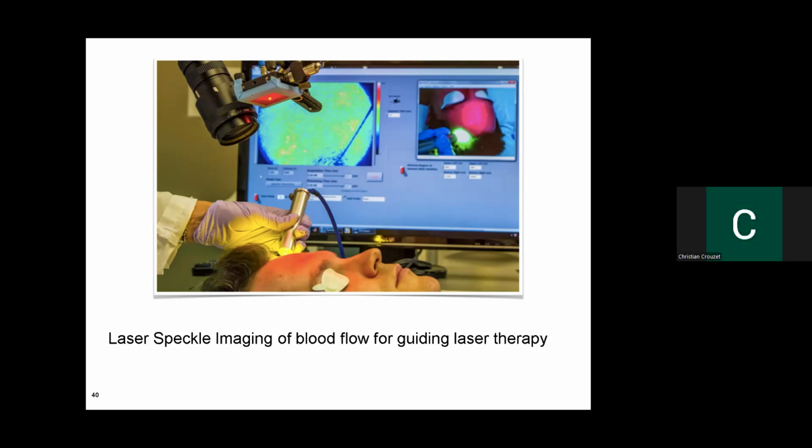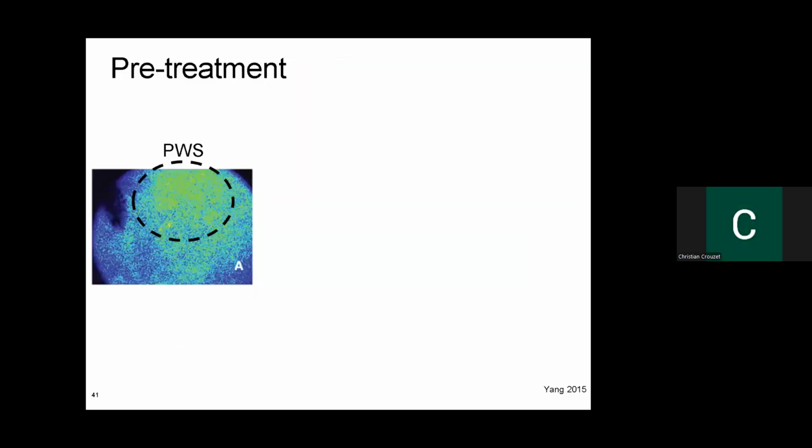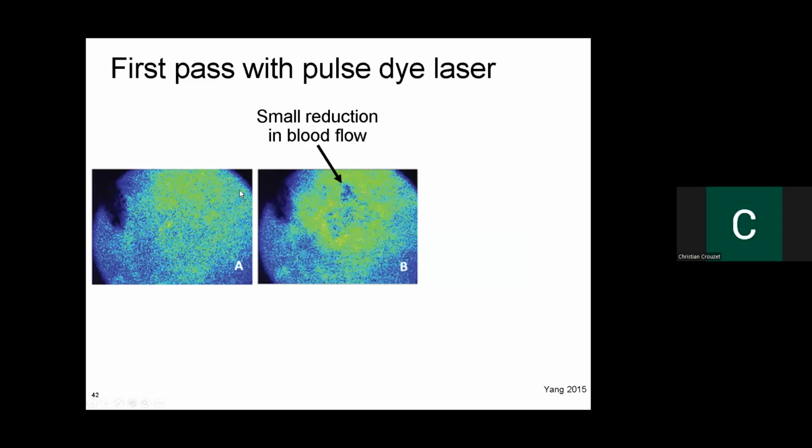So the goal with trying to add laser speckle imaging is to have more of a clinical and functional measurement of that shutdown of blood vessels. So this is an example where you have increased perfusion in the area that the port wine stain is in. They can do multiple treatment passes with the pulse dye laser. And after the first pass, you can see that there is a reduction in blood flow.